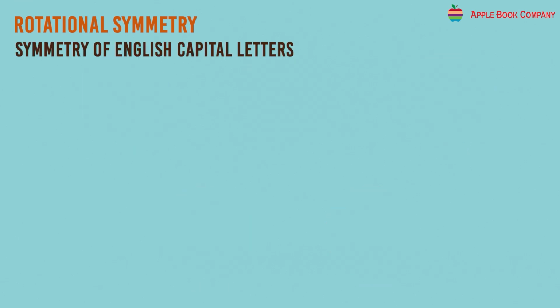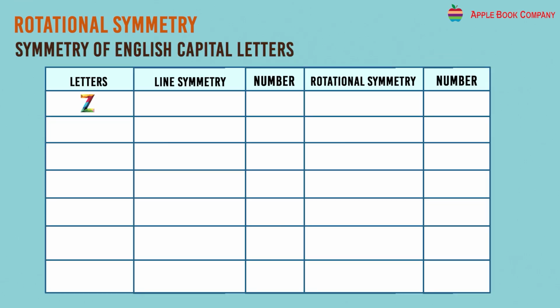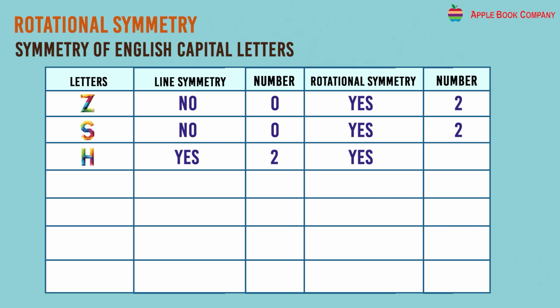Symmetry of English capital letters. Alphabet Z. Line symmetry? No. Number 0. Rotational symmetry? Yes. Number 2. Letter S. Line symmetry? No. Number 0. Rotational symmetry? Yes. Number 2. Alphabet H. Line symmetry? Yes. Number 2. Rotational symmetry? Yes. Number 2. Alphabet O. Line symmetry?